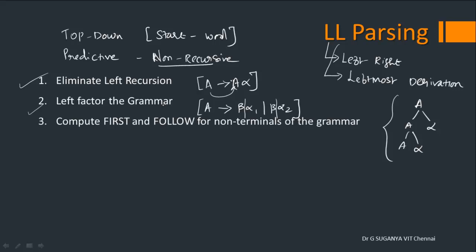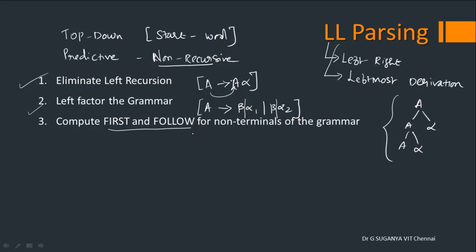Once done with this, we have to compute first and follow for all the non-terminals of the grammar. Again, there is a separate video on computation of first and follow. First represents the set of all symbols that could appear as the first symbol when you start deriving it. Follow represents the set of all symbols that can follow a particular symbol.